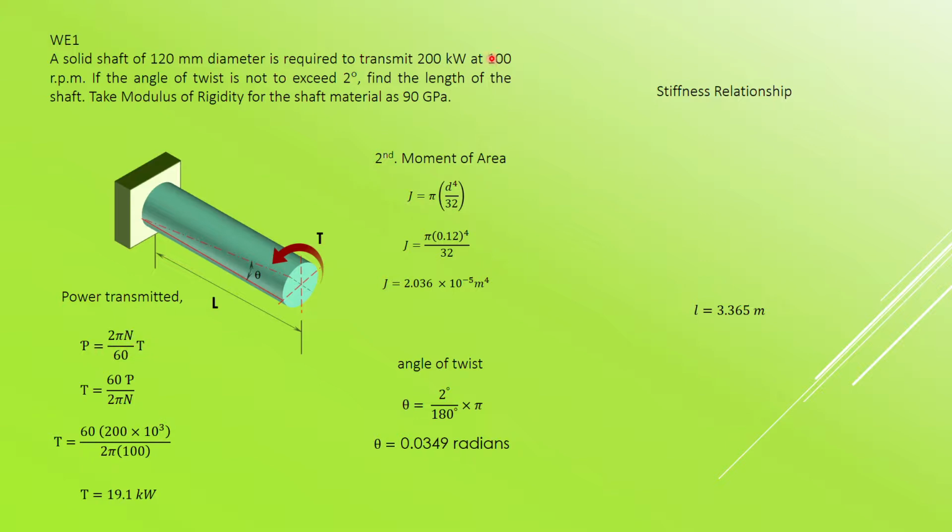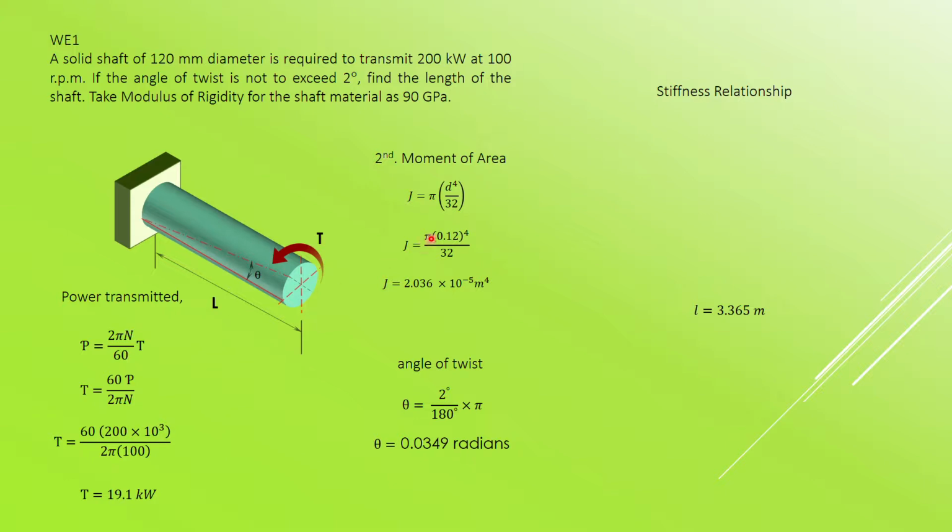Power is 200 kilowatt here, and the speed given here is 100 RPM. So the torque would be equal to 19.1 newton meter. Sorry, it's kilonewton meter. I put kilowatt, this is my mistake. So for the torque, you have 60 times power, that is 200 times 10 to the power of 3, divided by 2 pi, and the speed is 100 RPM. So you have your torque as 19.1 kilonewton meter.